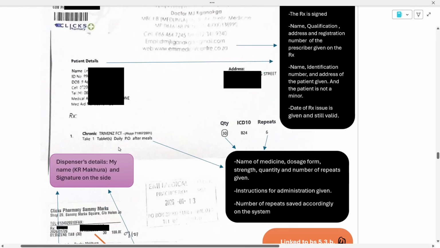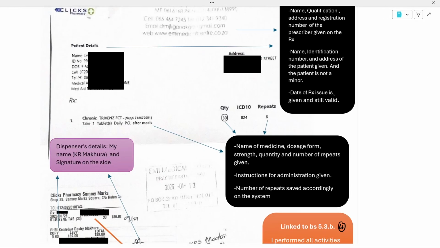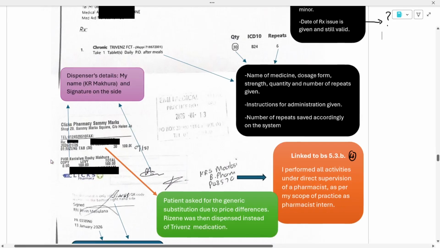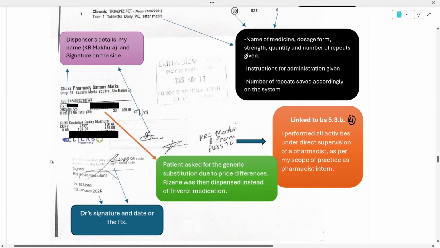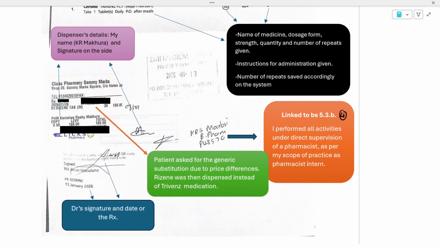Okay, let's take that. Date of RX issued. Okay. Name of medication, instructions, number of repeats. Okay. Name, the date when this was done. Okay. The person who was supervising you. Okay. Patient, generic substitution. Aha. Okay. Some things, the doctor's signature.